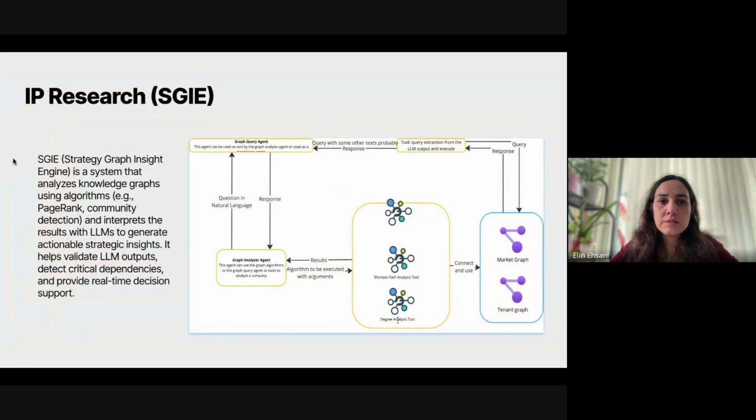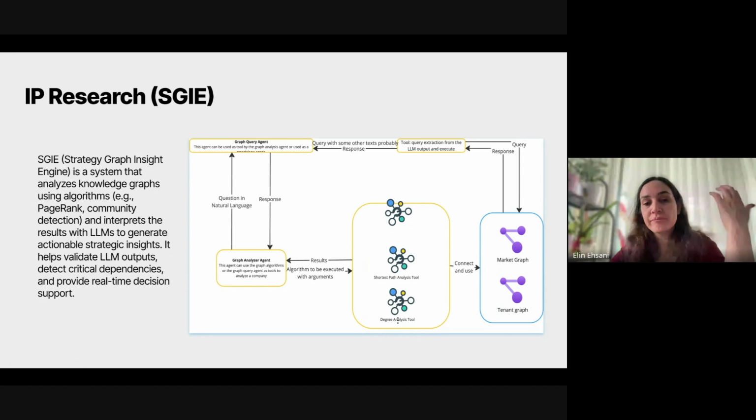Yeah, this is one small use case about IP research. Strategy Graph Insight Engine is the name of this, and here you see a simple version of what we are using. So we have this agent that gets the question in natural language. Let's say that I'm asking about competitor investment, or what kind of changes happened in revenue during the quarters in a certain company. I turn the information that I have from IP extraction into a graph, and then I decide based on the question which graph-based algorithm to call.